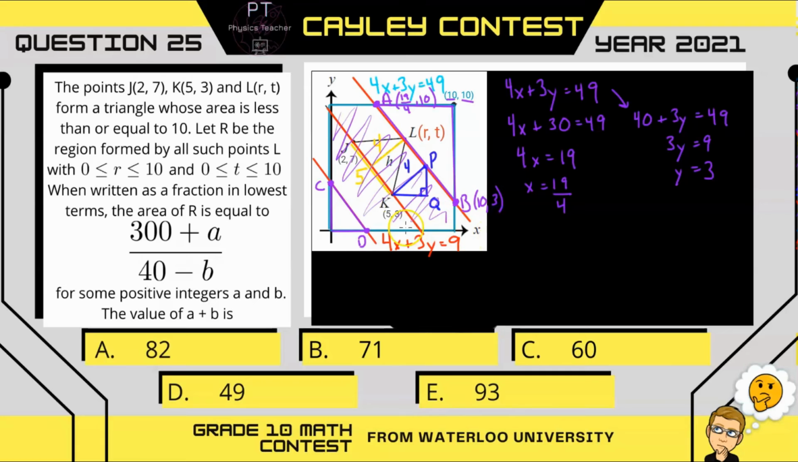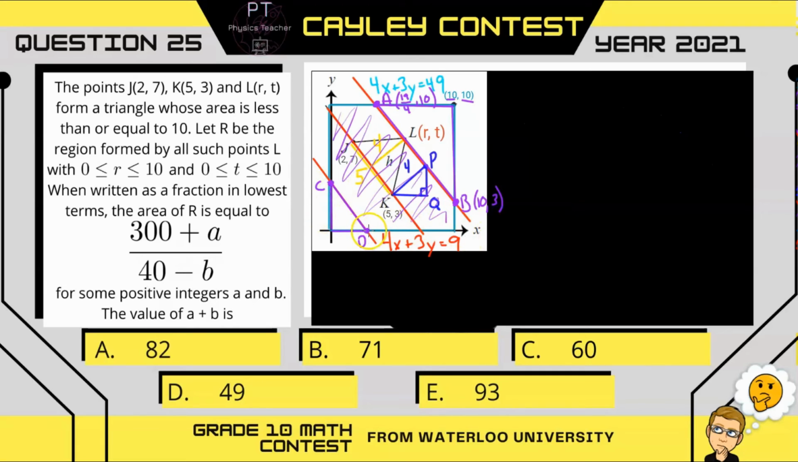Now we can do the same thing for C and D, but we're going to need to use the equation for this parallel line. So that's 4x plus 3y equals 9. All right, so for C, we know the x-coordinate is 0. So we're essentially solving for the y-intercept here. So that leaves us with 3y equals 9, or y equals 3. So the point C has coordinates of 0 and 3.